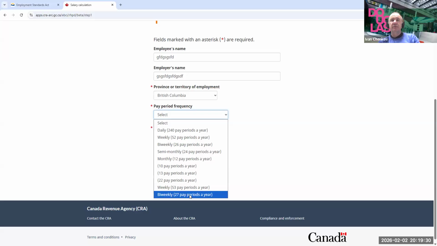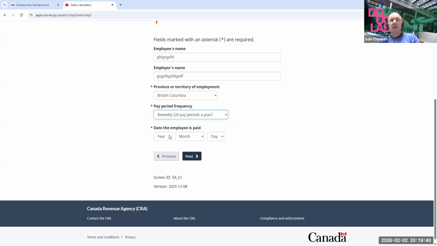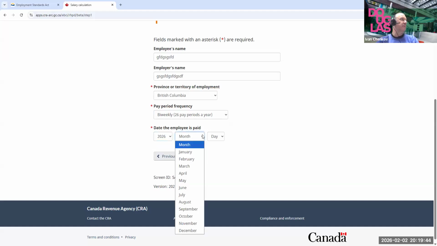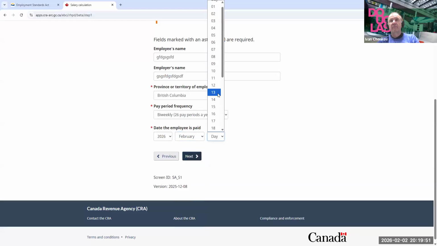So let's choose bi-weekly with 26 pay periods. And let's say that the next pay for the employee is going to be February 13. So not this Friday, next Friday.